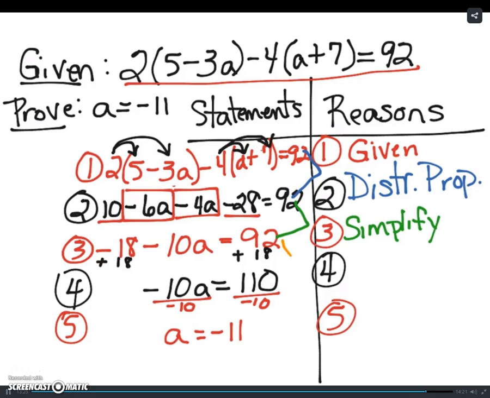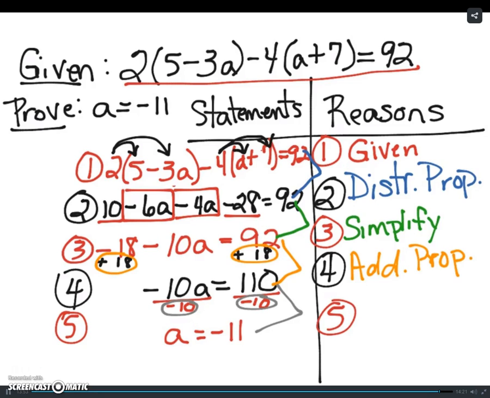Okay. Then to go from step 3 to step 4, we added 18 to both sides. And so this is the addition property because we are adding something to both sides. And that's why that actually wouldn't work for the last one, because we weren't adding or subtracting something on both sides of the equal sign. Okay. And then last but certainly not least, we divided by negative 10 on both sides. And so that is the division property of equality.